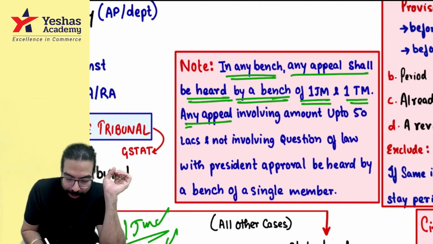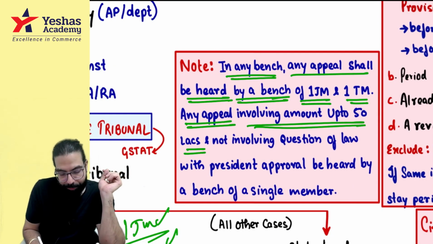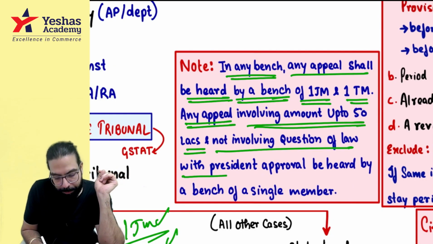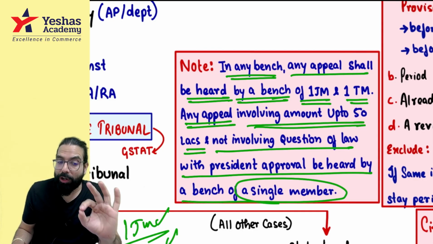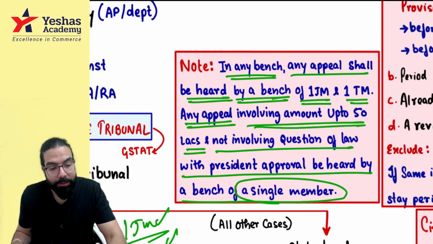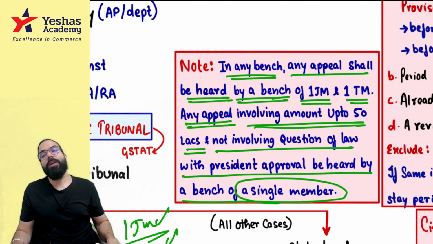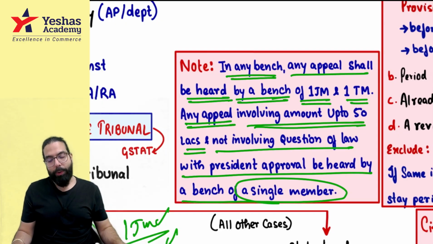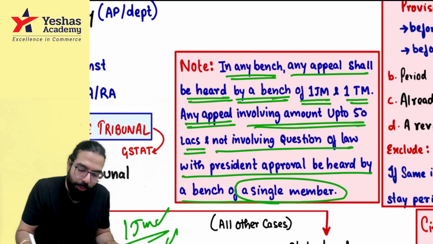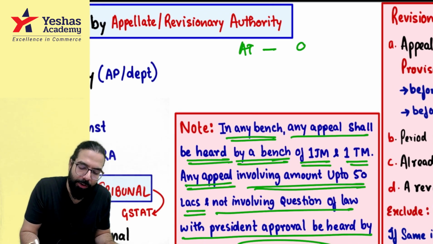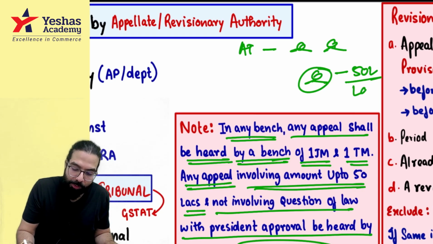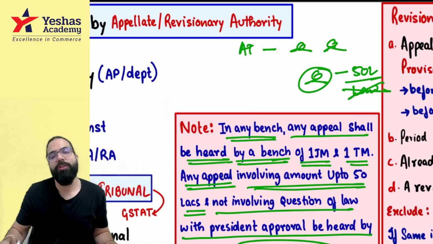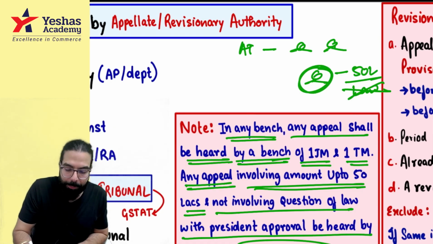But they have told that any appeal not involving an amount up to 50 lakh and not involving a question of law, with the president's approval, can be heard by a single bench. If there is no question of law to fight, plus it is up to 50 lakh rupees, then they have told that a single bench member can also hear the case. So basically, in the appellate tribunal, how many members will hear your case? Two people. But can one person also hear my case if the amount involved is 50 lakh and you are not fighting on a question of law, it's a factual issue you are fighting? Then a single member can also hear your case.